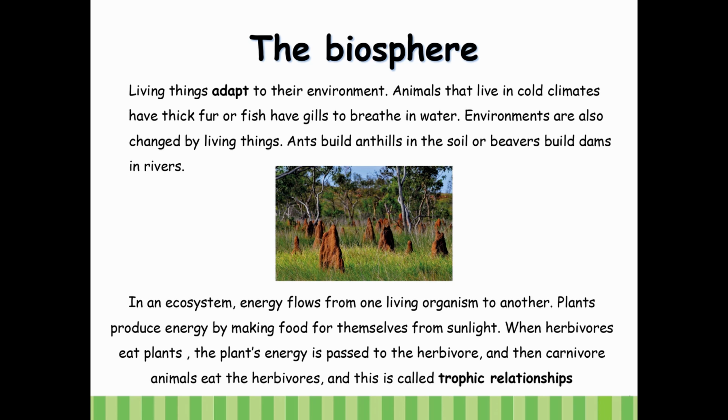In an ecosystem, energy flows from one living organism to another. Plants produce energy by making food for themselves from sunlight. When herbivores eat plants, the plant's energy is passed to the herbivore, and then carnivore animals eat the herbivores, and this is called trophic relationships.